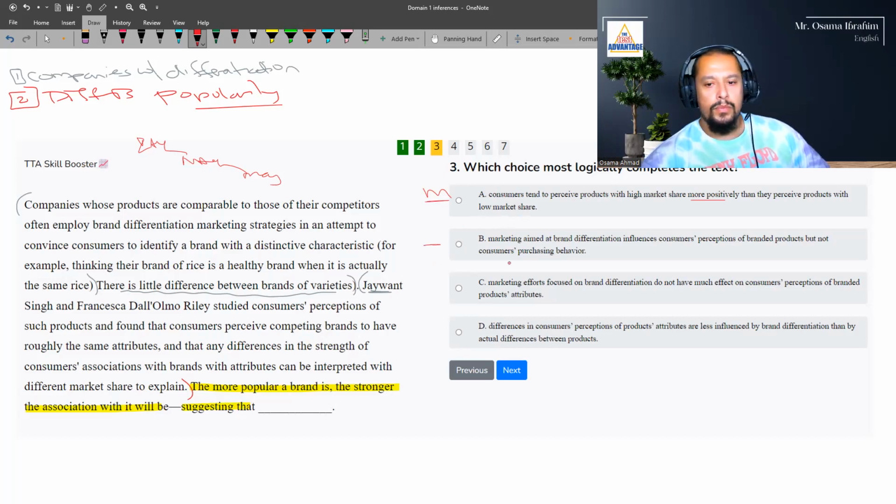Mr. Noor: Marketing aimed at brand differentiation influences consumers' perception of branded products but not consumers' purchasing behavior. I don't think so is correct. What makes you say you don't think so? It says that marketing aimed at brand differentiation influences consumers' perception of branded products but not consumers' purchasing behavior. Like, it influences the choice of brands but not how they purchase stuff. Okay, so it influences how they see a brand, but not how they purchase. Yeah.